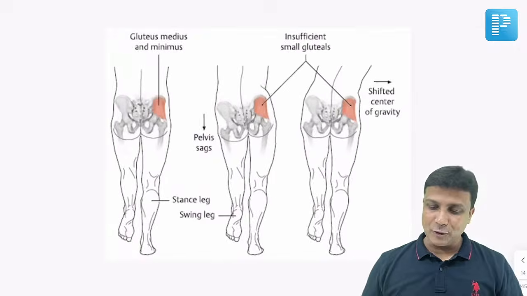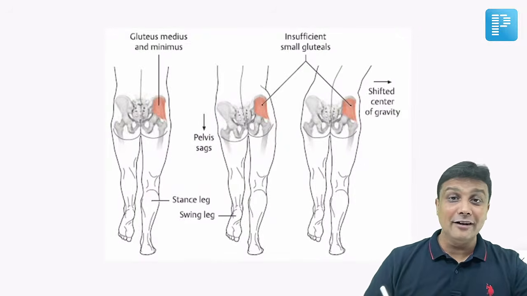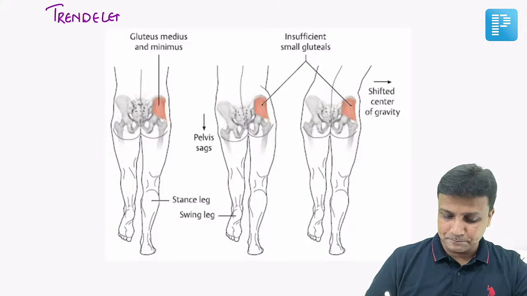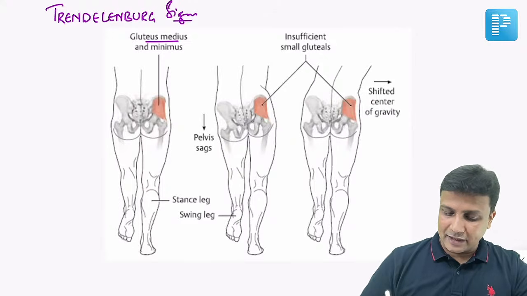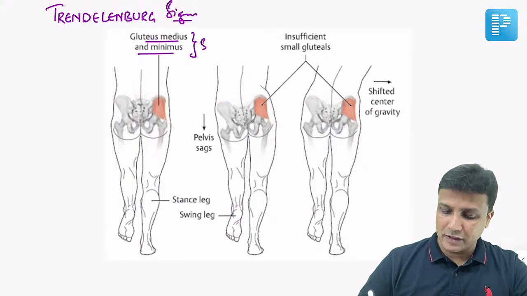Okay, let me tell you. Basically, we are dealing with what here, sir? We are dealing with the Trendelenburg sign. This is another very important concept, Trendelenburg sign. Now, normally the gluteus medius and the gluteus minimus muscles will be supplied by the superior gluteal nerve.